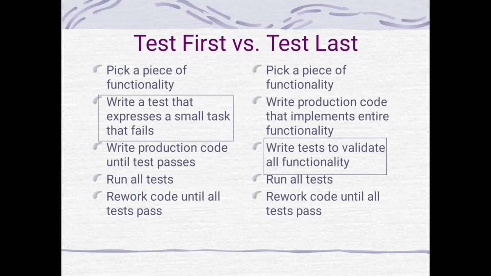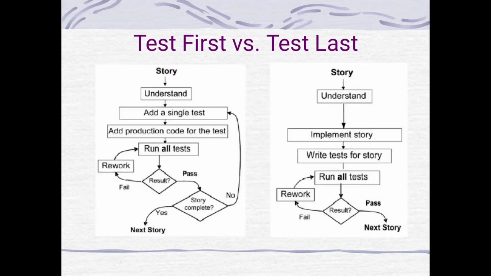Next we are going to see about test first versus test last. Pick a piece of functionality. Write a test that expresses a small task that fails. In test last, the production code implements the entire functionality. In test first, production code is written until the test passes, but in test last it is to validate all the functionality. In both test first and test last, run all the tests. Rework code until all the tests pass, in test first and also in test last. This is the diagrammatic representation of test first versus test last.